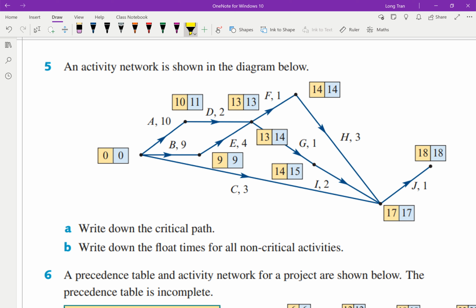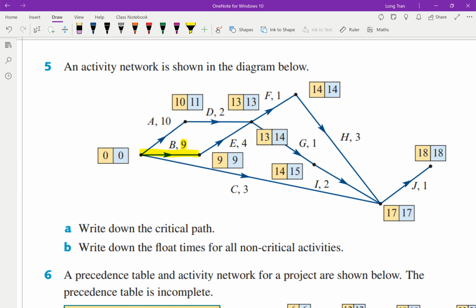So what can we see from the ESTs and LSTs here? If you went with option A, then activity D has a float time, so that can't be a critical path. It looks to me that B is 1, so B taking 9 units duration means that E has to start at 9 and also has a finishing time at 9 as well. And then moving to the next point from B, 9 plus 4 gives you 13. But notice here that you've got 13 and 14, so there's a float of 1 there.